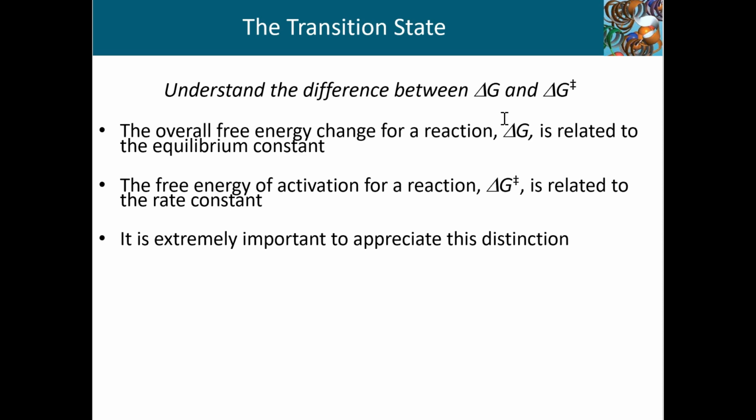Since we've been talking about transition states, there's a difference between delta G and delta G not. One has to do with the overall free energy change for a reaction and is related to the equilibrium constant. The other is related to the rate constant. So one has to do with equilibrium processes, the other has to do with the rate, and that is a really important distinction to make. So try to keep these two separate.